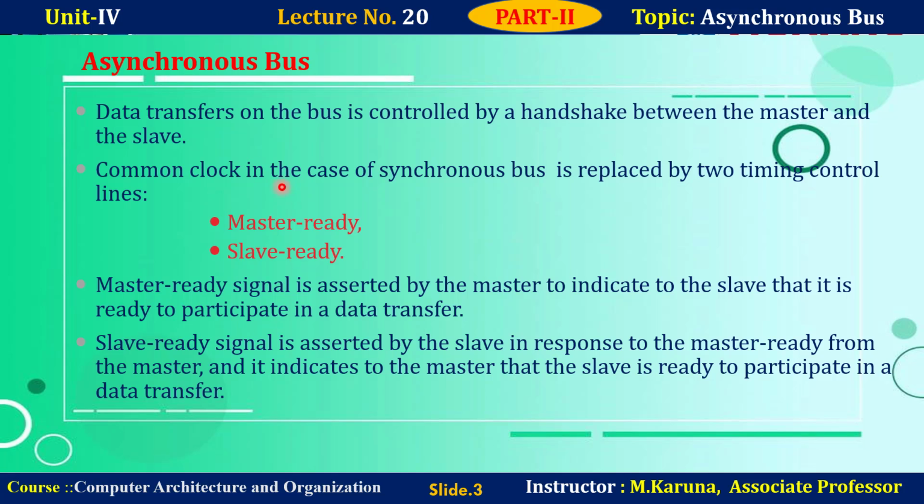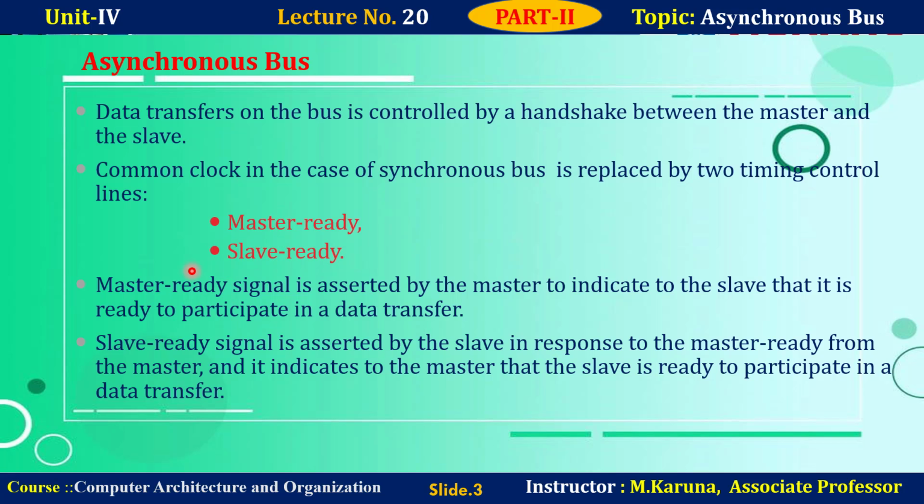So what is the difference between synchronous bus and asynchronous bus? In case of synchronous bus, the same clock cycle is used to transfer the data between processor and input device. Whereas in case of asynchronous bus, the common clock of the synchronous bus is replaced by two timing control lines. Those are the master ready signal and the slave ready signal.